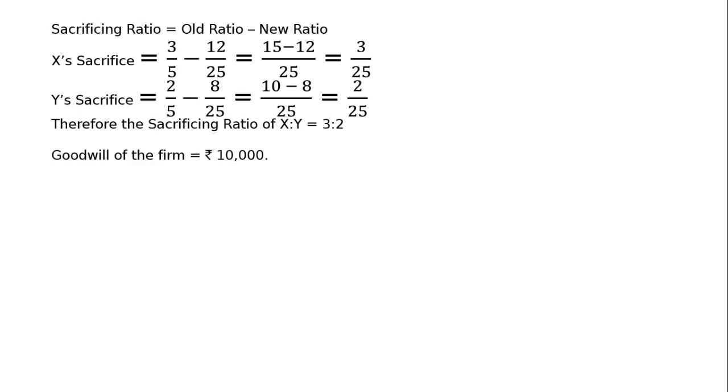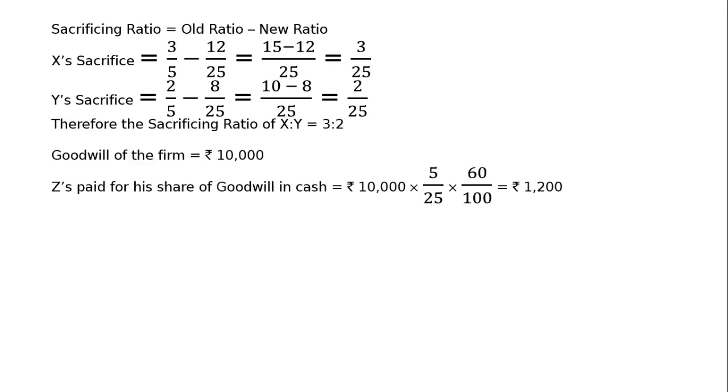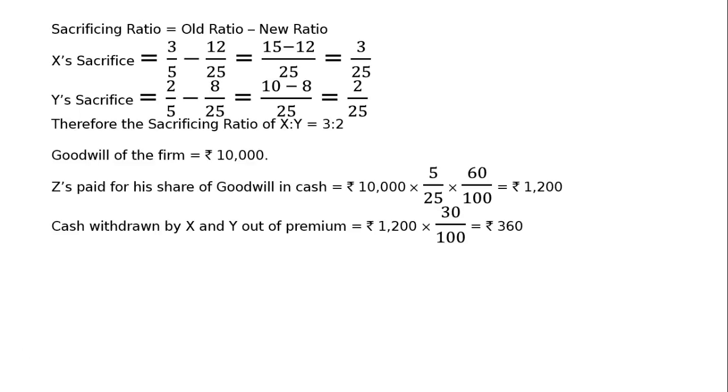Now, goodwill of the firm is 10,000. Z paid his share of goodwill in cash to the extent of 60% only, as per the question. Hence, 10,000 is the goodwill of the firm and Z's share is 5/25, that is rupees 2,000. Out of Z's share, he paid only 60%, that is rupees 1200. And cash withdrawn by X and Y out of the premium is rupees 1200 multiplied by 30/100, that is equal to 360.